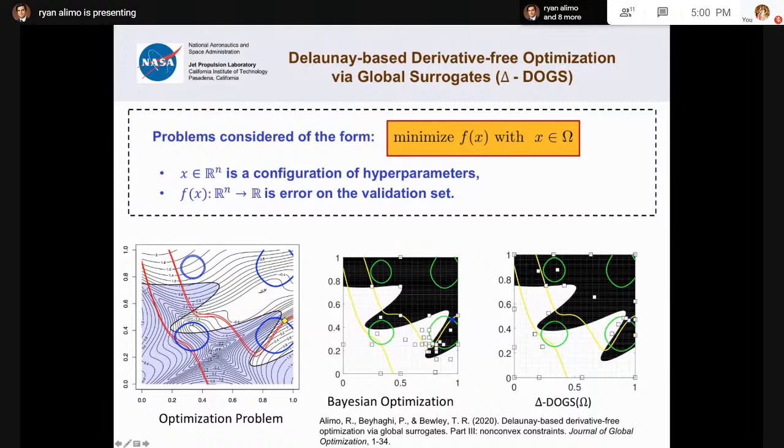That's a very challenging problem, given that you don't know what f(x) looks like. You don't know how the feasible domain looks. You want to learn how these underlying functions look. A standard approach is Bayesian optimization, but the problem there is you may end up in a local minimum that may not be safe, and it may endanger the whole system that you have. So our approach, delta DOGS Omega, in the paper I talked about, guarantees convergence to a global solution with a few function evaluations compared to the state of the art in other methods.